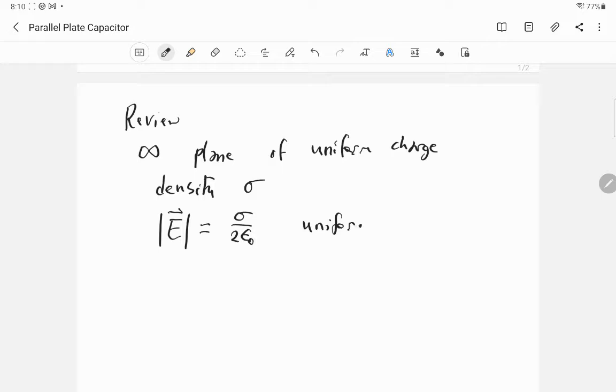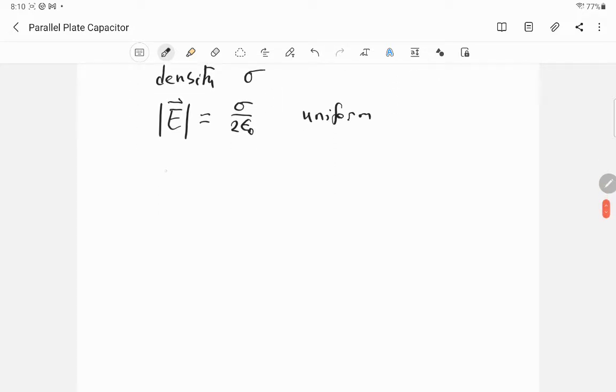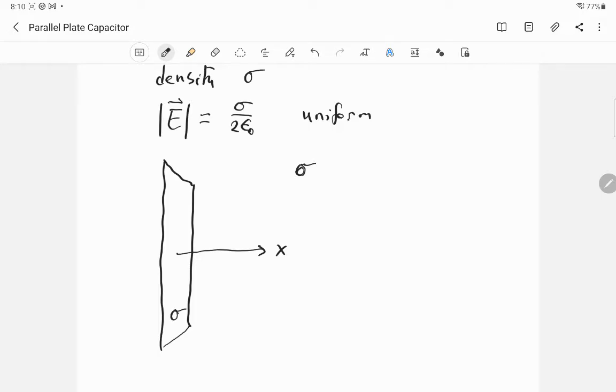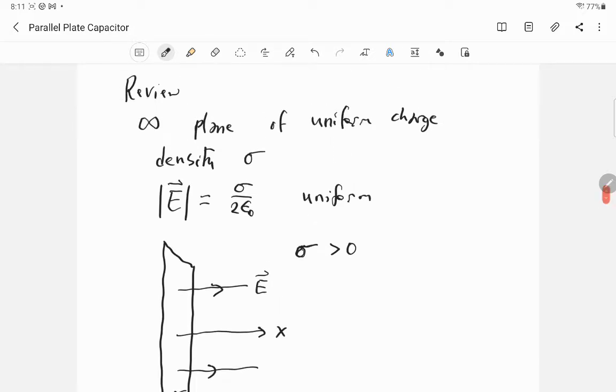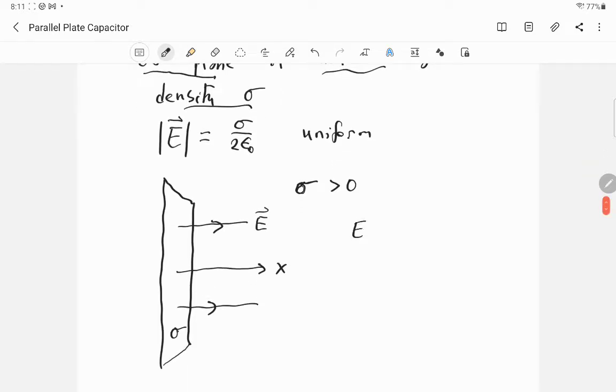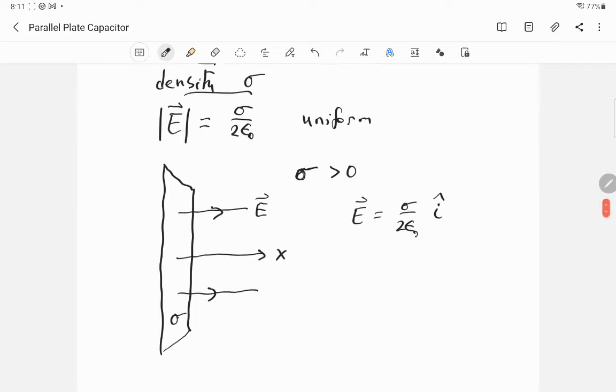it is uniform. So what this means is, imagine this is our infinite plane, which looks finite when I draw it, but along the x-axis, say, if this is the x direction, let's make an assumption real quick that the charge density sigma is positive, then the field lines point away from positive charge, and the electric field in the infinite plane case with uniform charge density sigma equals sigma over twice epsilon naught in the i hat direction on the right hand side.